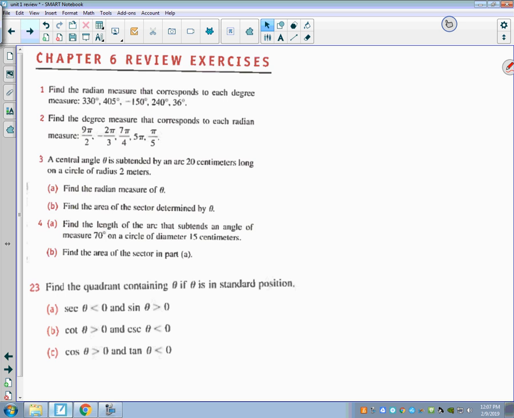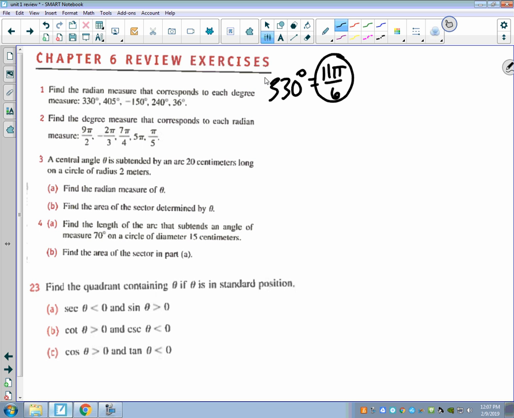So I'm just going to kind of go through these with you, and it says find the radian measure that corresponds to each degree measure. For 330 degrees, I don't even have to do that because I know that's from the unit circle, and that's 11 pi over 6, right? 405, though, if I was going to convert degrees to radians, I'm going to multiply by pi over 180, and then I'm going to simplify that. So if I divide by 5 there, that would be 81 over 36 pi, but then I can divide by 9, so that would be 9 pi over 4.